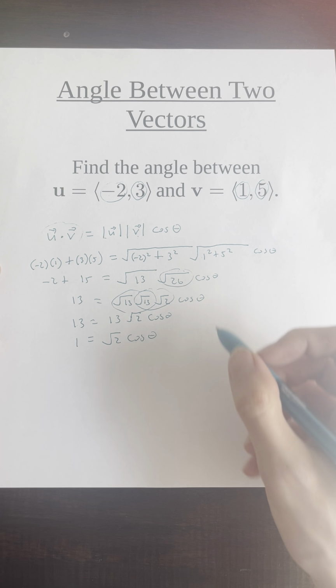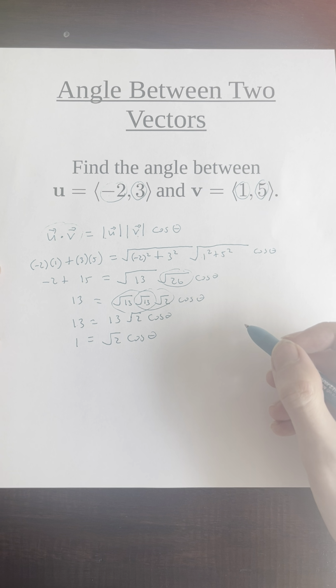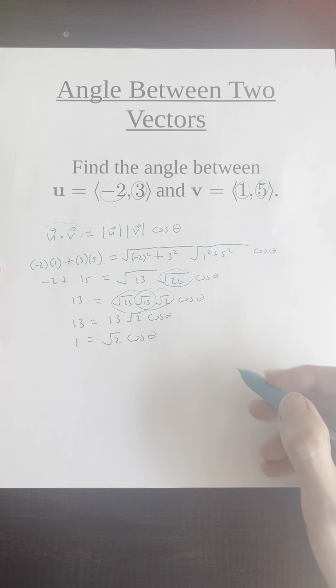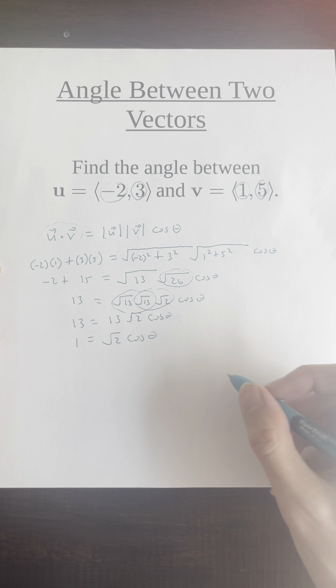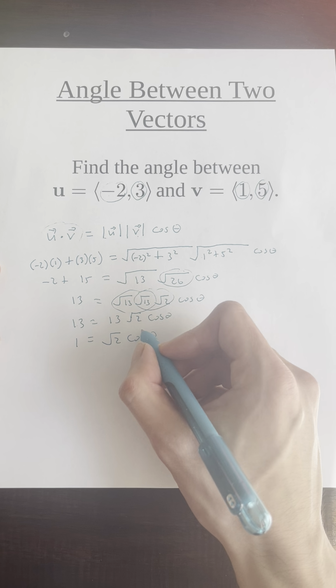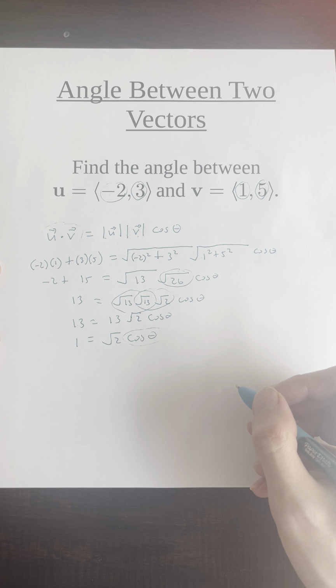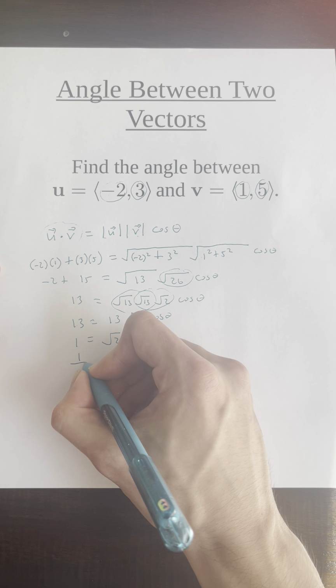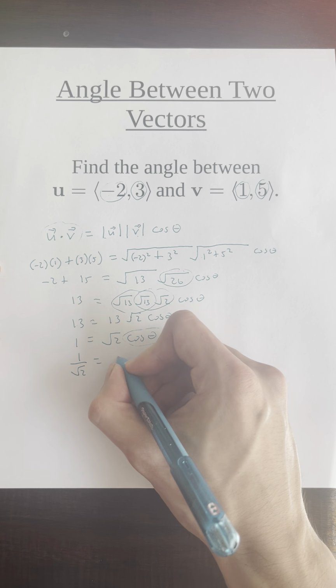Okay, and we're interested in the angle. So that means we need to get theta by itself. So what should we do to both sides of the equation? Well, we need to get cosine theta by itself first. So divide both sides by root 2.